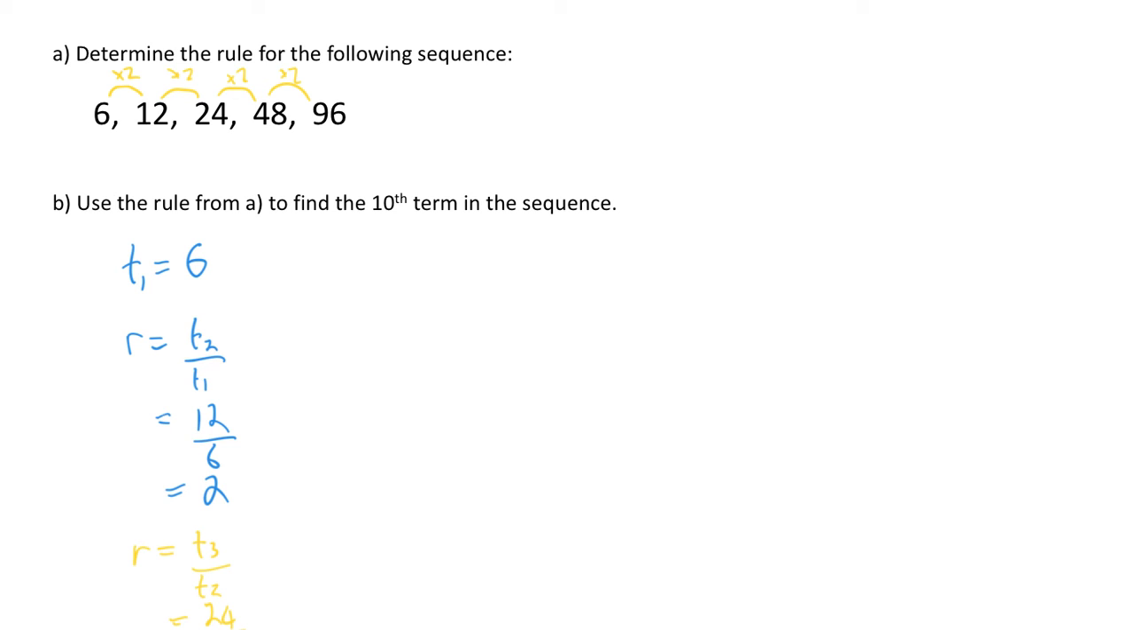So my rule for this sequence is going to be Tn is equal to 6 times 2 to the power of n minus 1. And that was found by substituting the first term and the ratio into the general rule that we had a look at on the previous screen. So now that I've got that rule, I can use it to find a future number in the sequence.